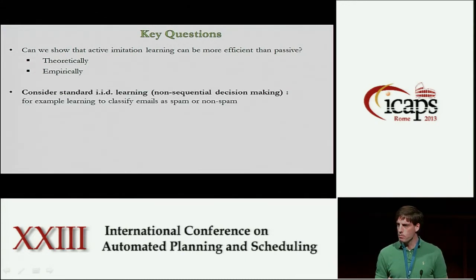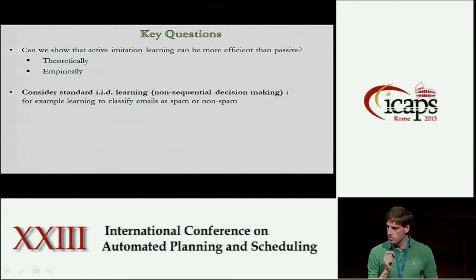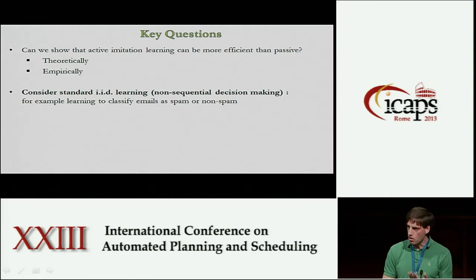And the way that we approached this was we wanted to try to draw as much from traditional machine learning research as we could. So here I'm talking about IID learning. IID learning is basically learning in a non-sequential decision-making context. So it's maybe the learning you're most familiar with if you've taken a machine learning course, learning a classifier to classify emails as spam or not spam. So it's one-shot learning, one-shot decision-making problems. So this is the traditional setting, which I'll call IID.